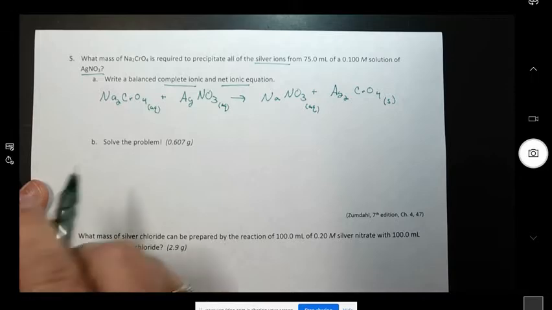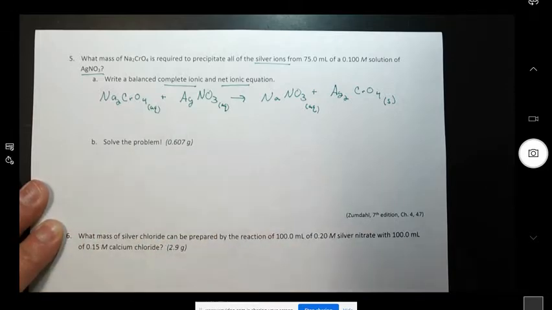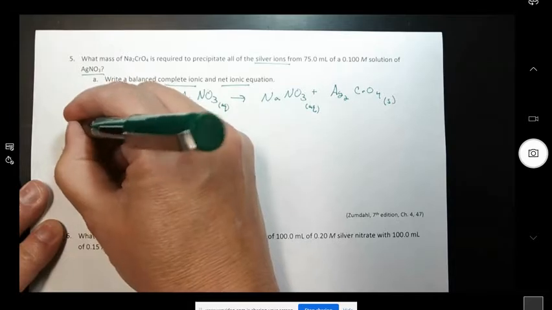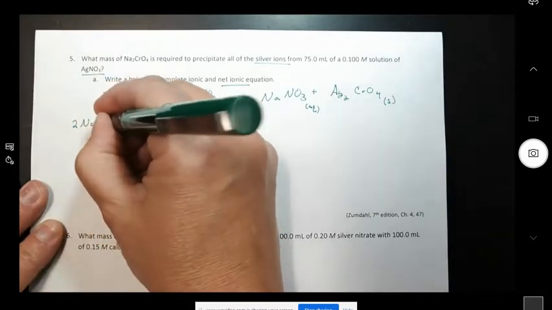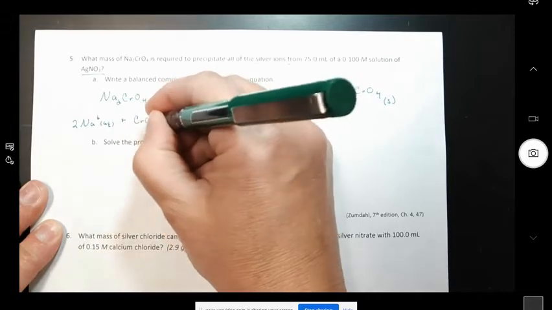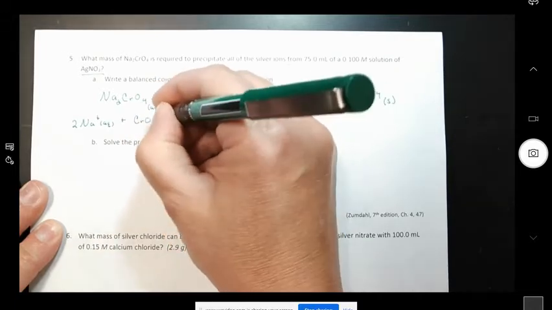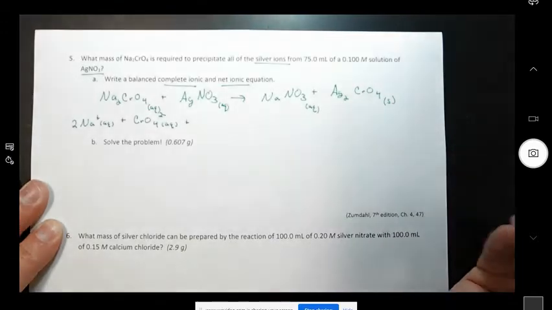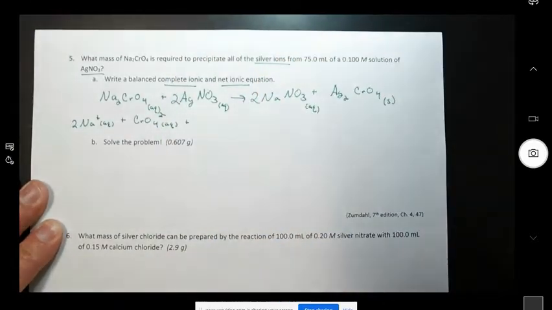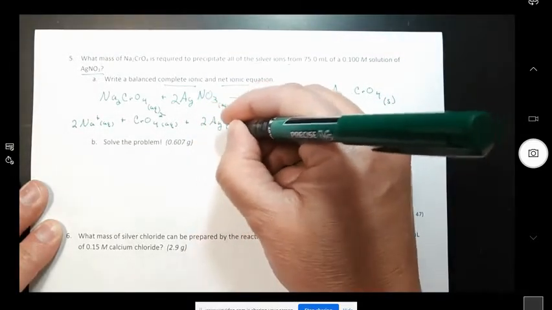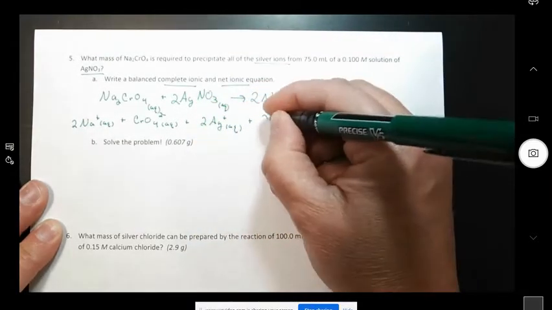So they're asking us to write a complete ionic and net ionic. So here's our complete ionic equation: the 2 sodium ions, aqueous, and the chromate, 2 minus, react with, so you need to put a 2 in front of there to balance it out and a 2 in front of there to balance it out. So let's give me 2 silver ions and 2 nitrate ions.